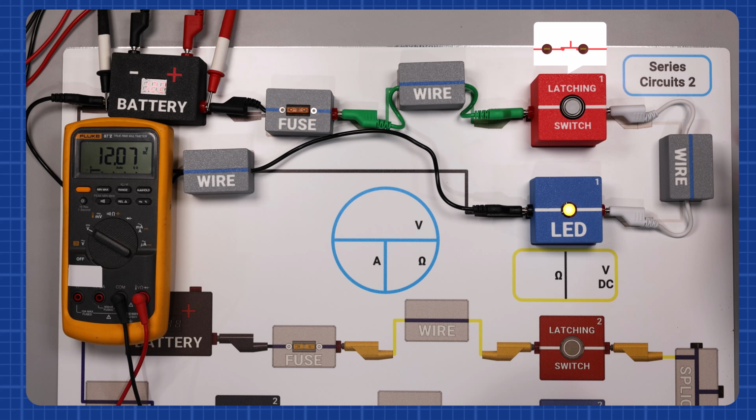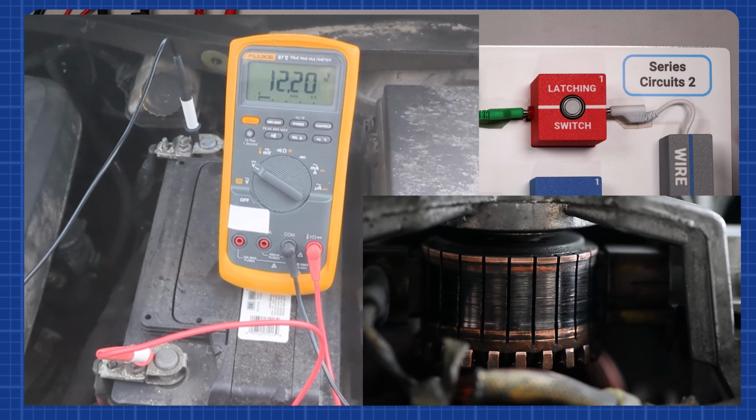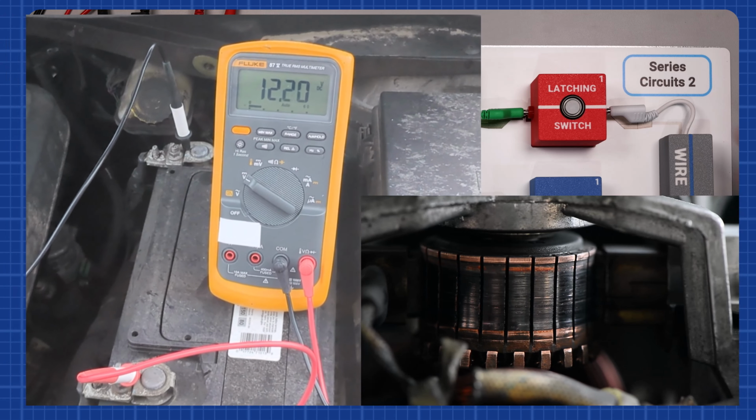The LED lights up, indicating that electrons are moving through the circuit. However, notice that the multimeter still reads close to 12 volts. The voltage at the battery terminals remains stable because the current drawn by the circuit is relatively low. In circuits with low current demands, like this one with an LED, the battery voltage remains stable and does not drop significantly. However, consider a car's starter motor.